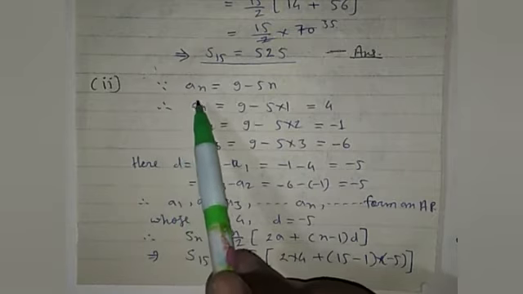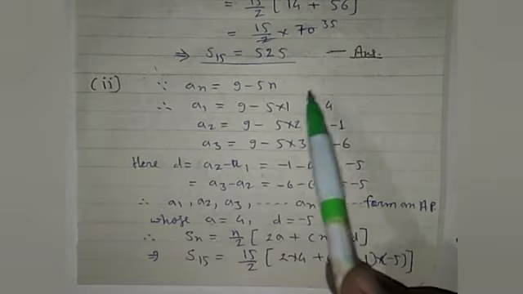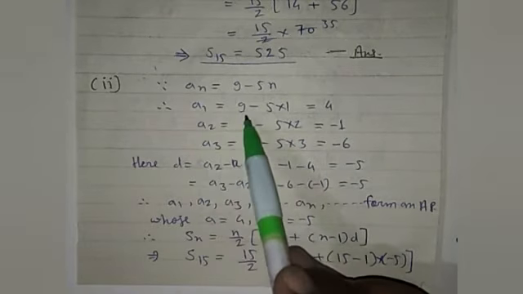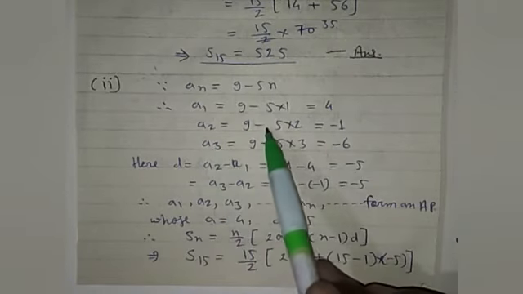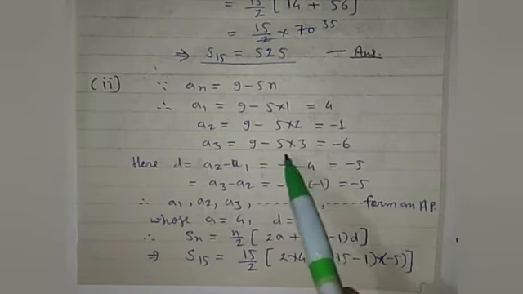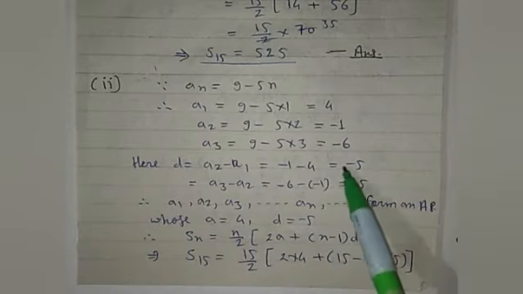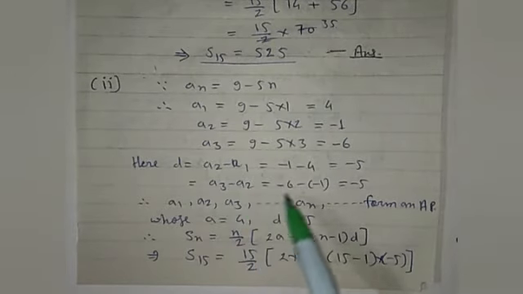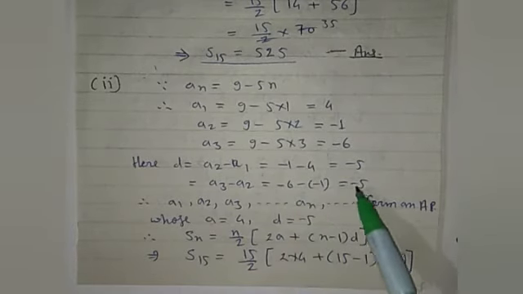Now in the second part, since An is equal to 9 minus 5n, here also we substitute the values n equal to 1, 2, 3, 4. We get A1 equal to 9 minus 5 into 1, that is 9 minus 5, 4. Here A2 equal to 9 minus 5 into 2, which is 9 minus 10, that is equal to minus 1. A3 is equal to 9 minus 5 into 3, that is 9 minus 15, which is equal to minus 6. So here taking the difference, A2 minus A1 equal to minus 1 minus 4, that is equal to minus 5. A3 minus A2 is equal to minus 6 minus minus 1, which is equal to minus 6 plus 1, that is equal to minus 5.